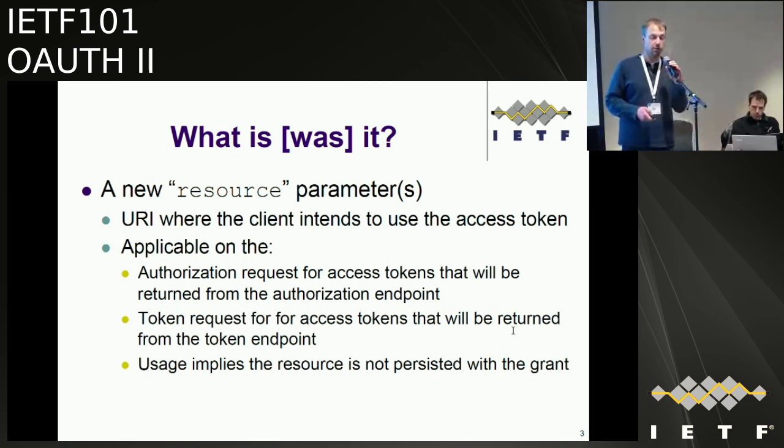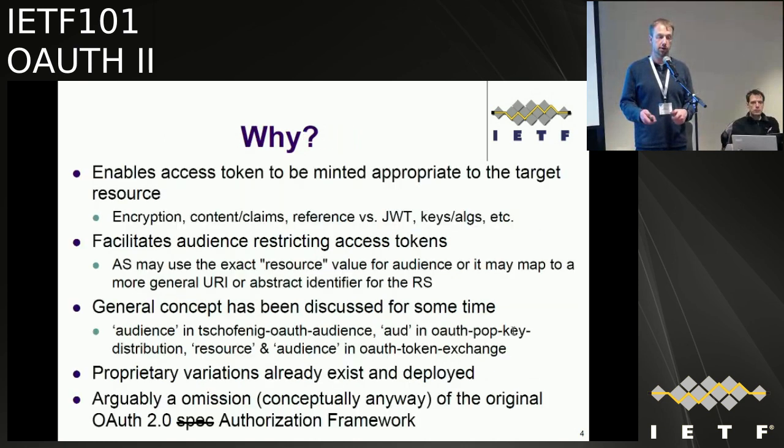It was applicable on the authorization request for access tokens that would be returned directly from the authorization endpoint, implicit tokens, as well as applicable on the token request for access tokens that would be returned directly from the token endpoint. The way this is used sort of implies that the actual resource target where it was going to be used wasn't stored with the grant itself, but was something that was specified by the client in the moment of obtaining the token as information for the authorization server to use when issuing it.